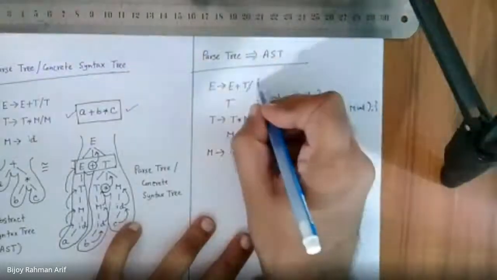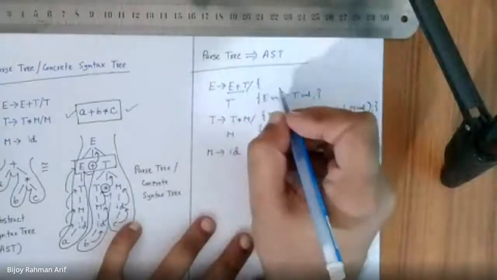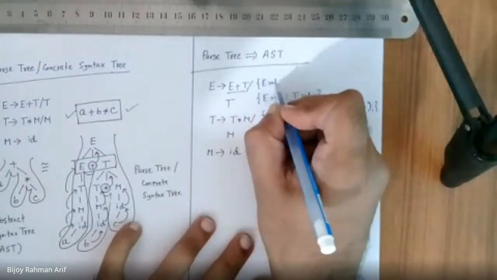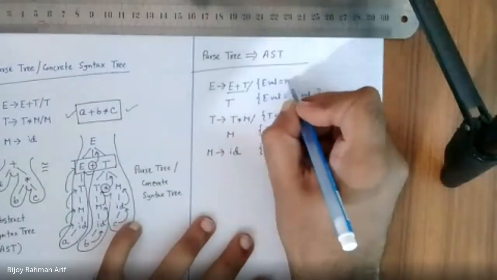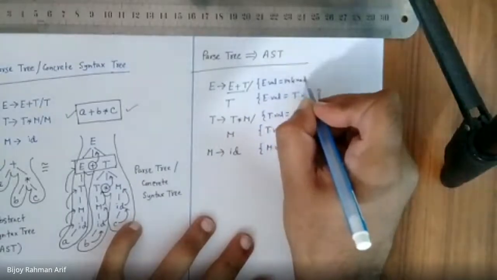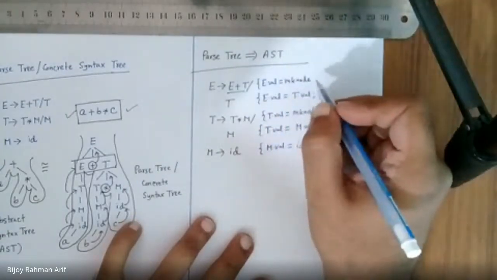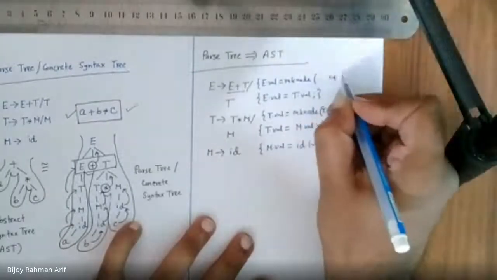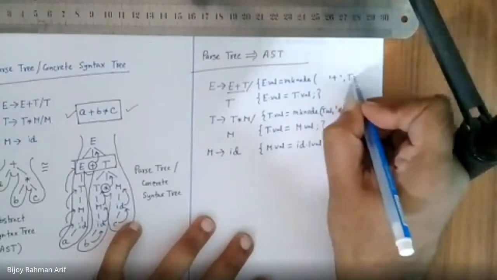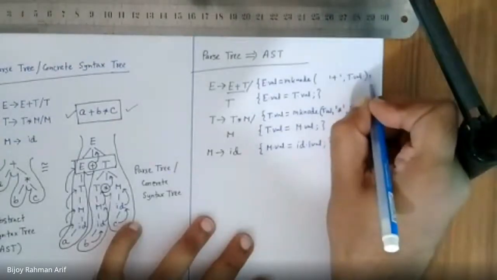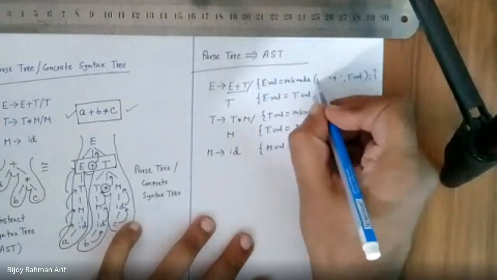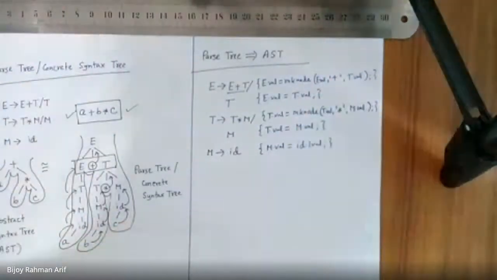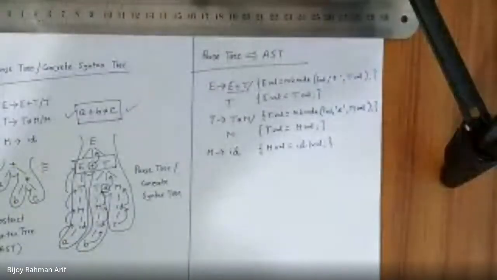Again, in this case, on the right side there are more than one variables. So e dot val is nothing but mknode, with plus in the middle, and e dot val. So that's the case. So this is the abstract syntax tree.